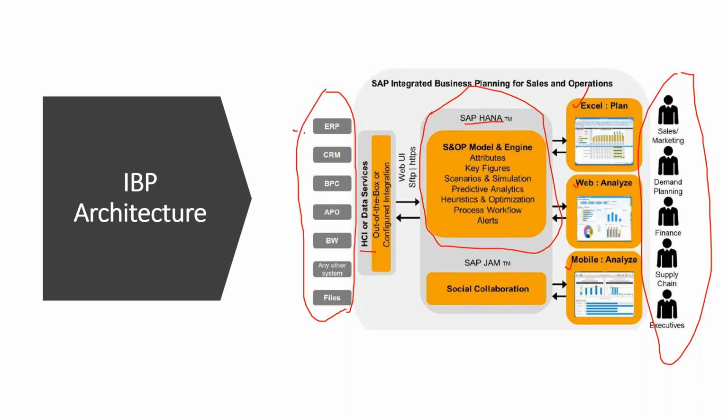ERP can talk to IBP, CRM, BPC, APO, BW, or any other legacy system, or it could be a simple flat file which the planner will load into IBP. There's a particular app where he can load the data into IBP here. So this is the kind of architecture, and there are other systems like Ariba and C4C which can talk to IBP without requiring any HCI. So that is a seamless integration.